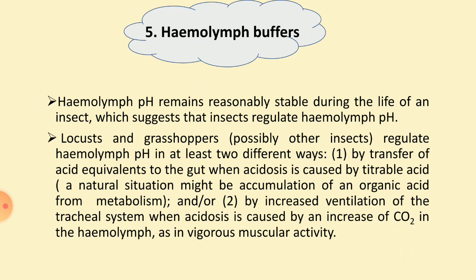And the second one is by increasing the ventilation of the tracheal system when acidosis is caused by an increase of carbon dioxide in the hemolymph, as in vigorous muscular activities. So, there are two insects, the locust and the grasshopper, which regulate the hemolymph pH in two different ways. First is by transfer of acid equivalents and second is by increase of the ventilation of the tracheal system.